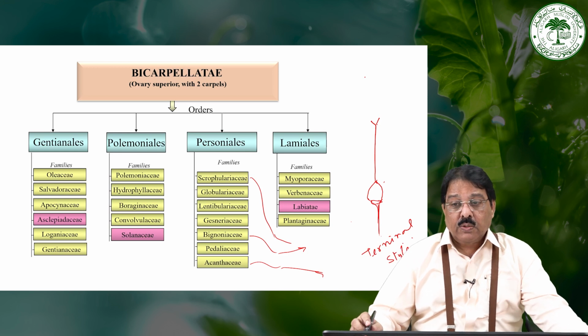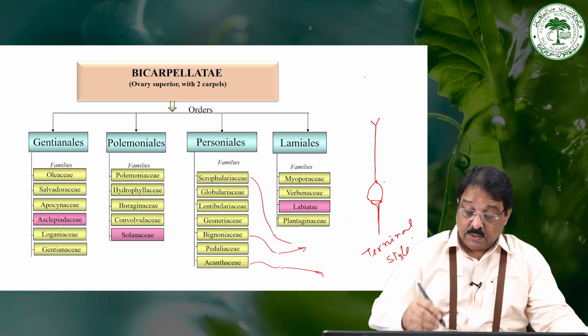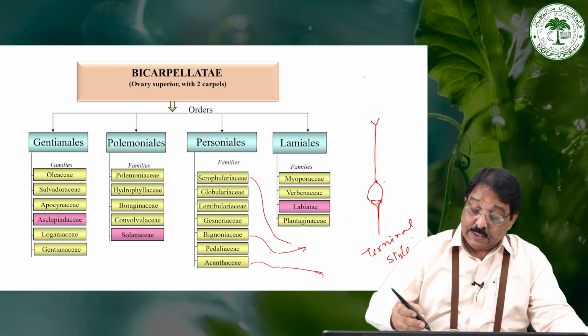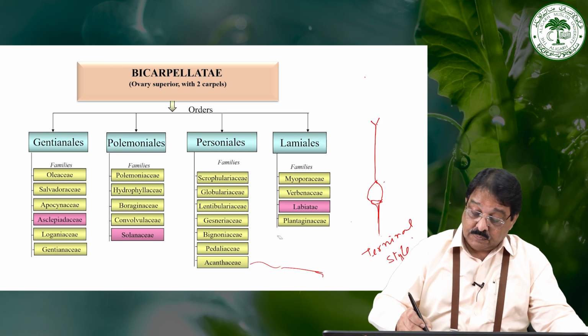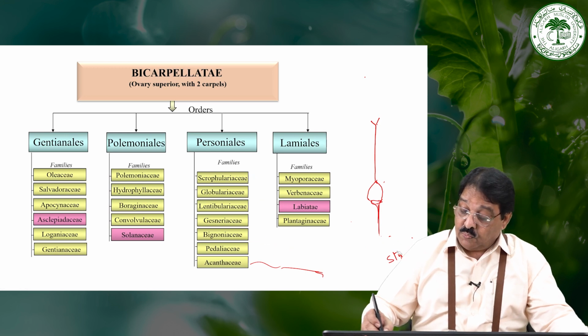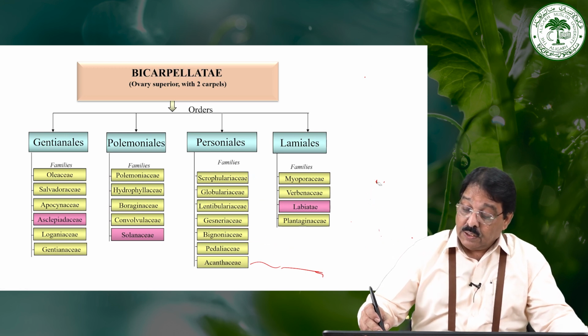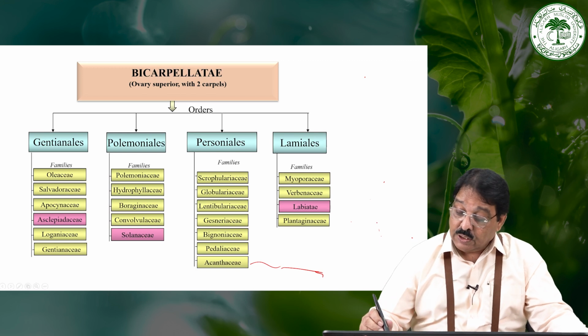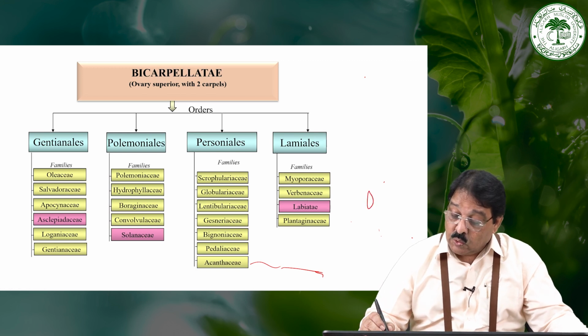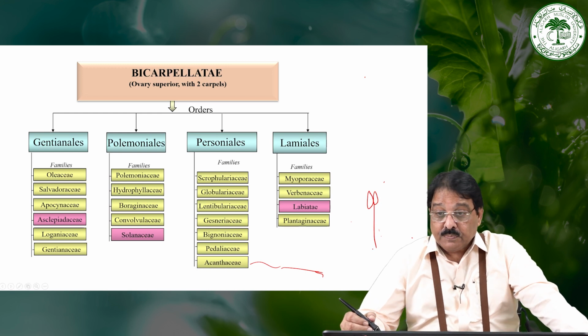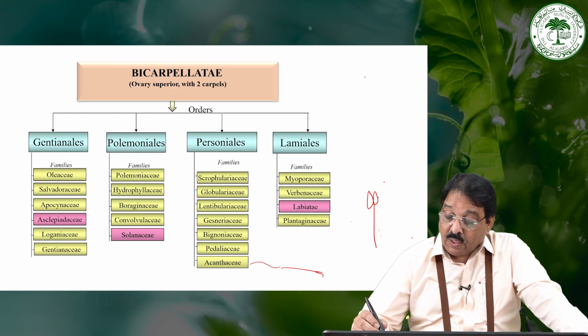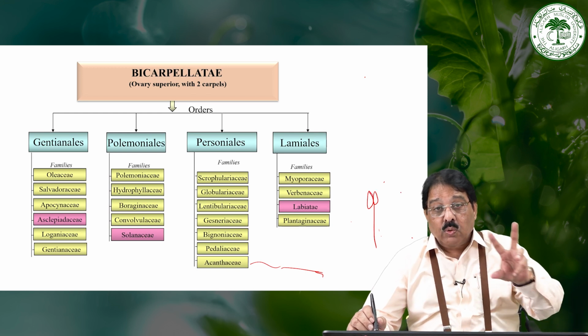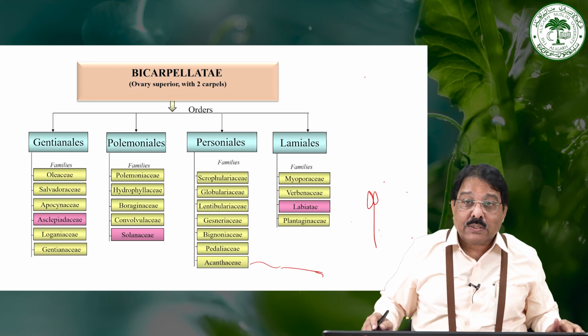It is a peculiar feature of the Acanthaceae, as well as another feature. In the case of the Acanthaceae, there are 2 lobes in the stamen, and the lobes are dithecous. One is larger than the other. Both the lobes are not equal in size.